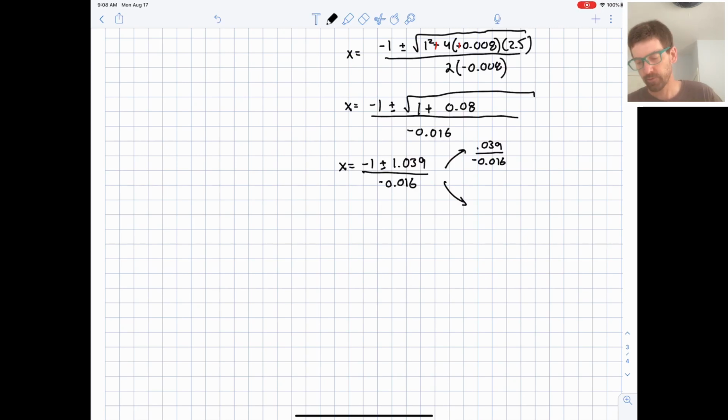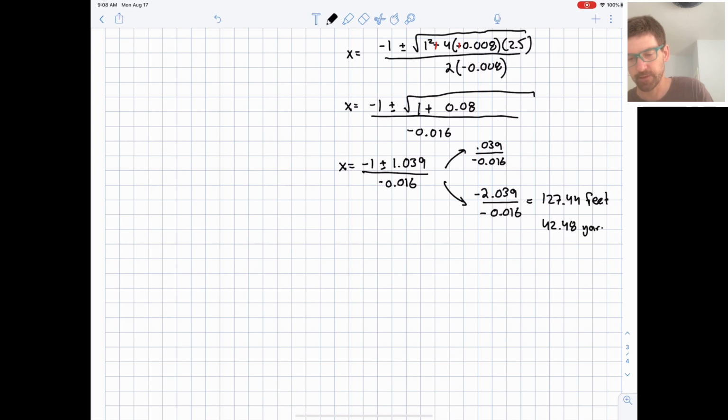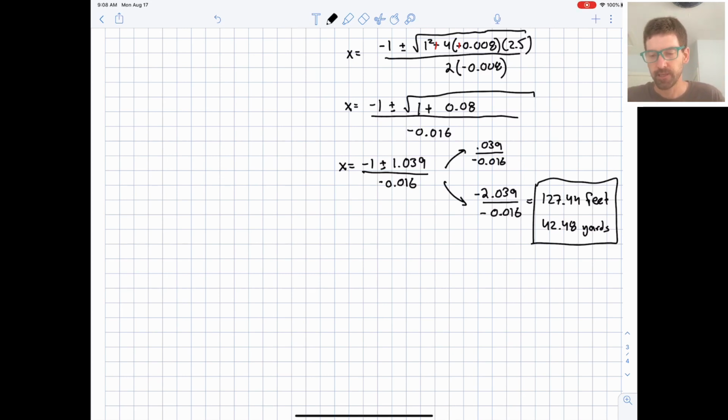Negative 1 minus 1.039 is going to be negative 2.039, divided by negative 0.016. So we will get a positive solution there, since the quotient of two negatives is a positive. Going into our calculator, we have 127.44 feet. If you're a football fan, you know that football often works in yards. So that's going to be about 42.48 yards, which is a pretty solid punt for a football player. It does seem reasonable as a way of checking. All right, that's a good place to stop right there.